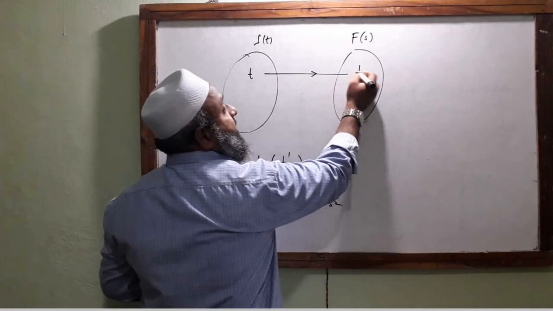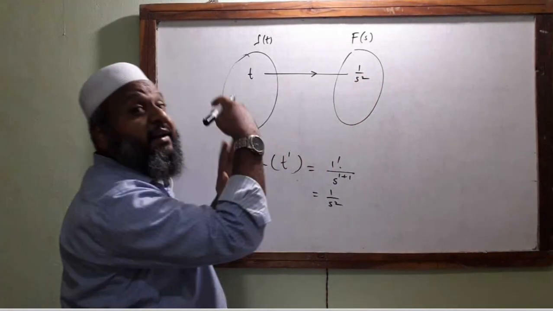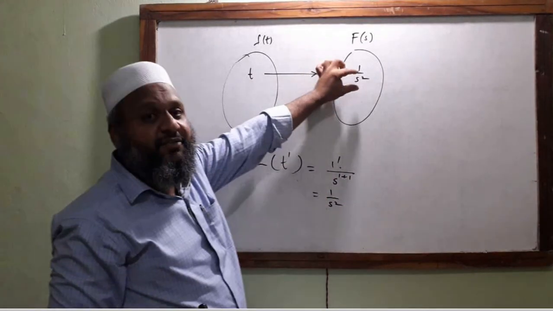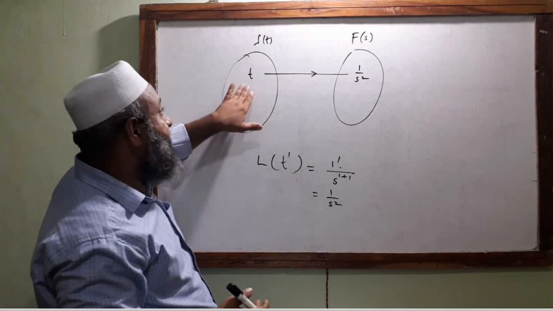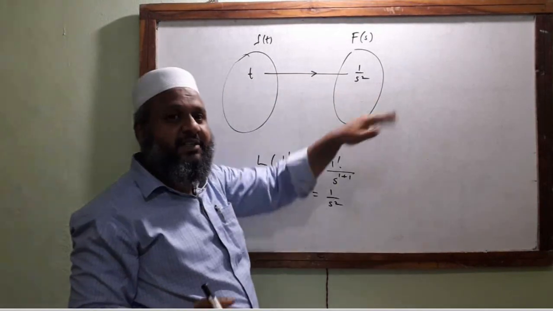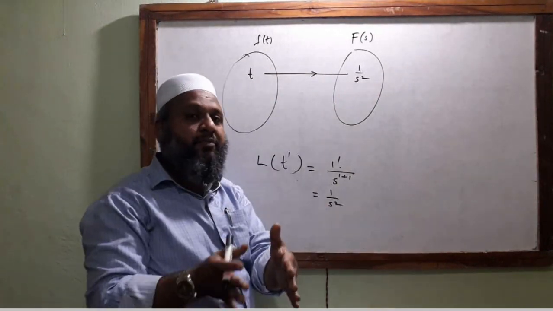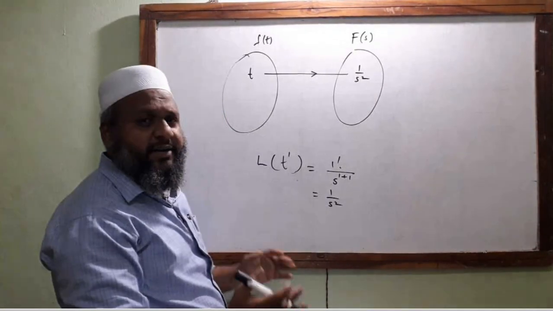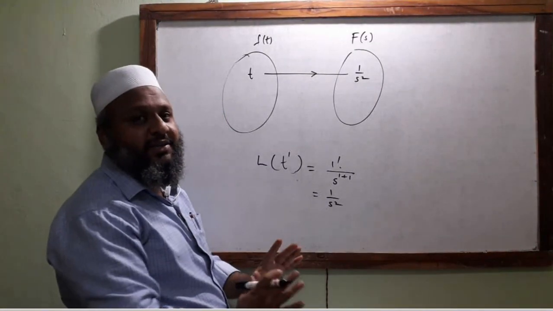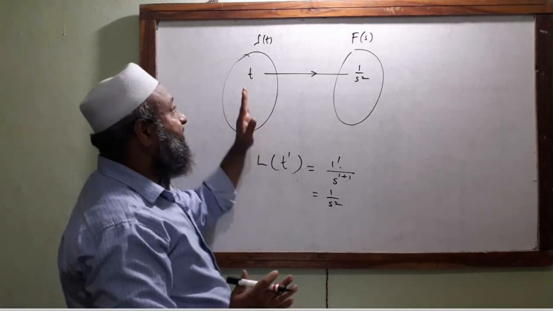So this 1 by s square is in the other domain. It is a function of s, whereas the input is a function of t. It is in another domain. As I said just now, one is in the time domain, the other in the frequency domain. I'm not talking more about the time and frequency domain, because you cannot understand that point right now. Let us first learn about the Laplace transforms of given functions.